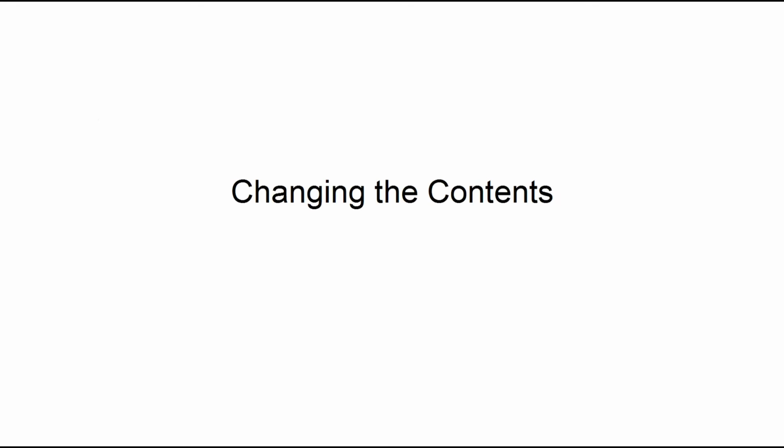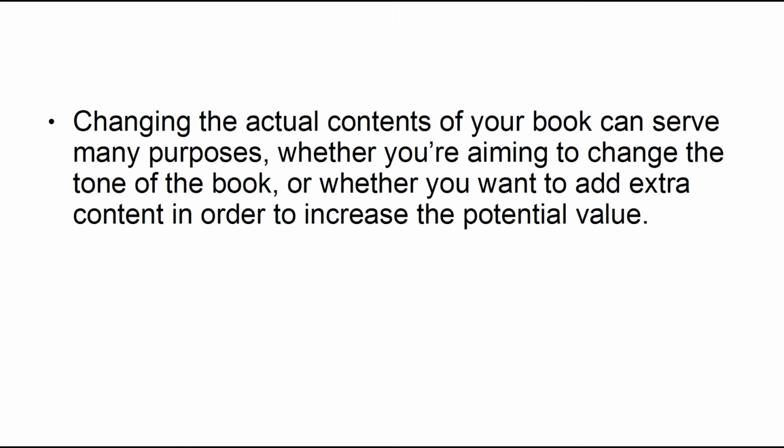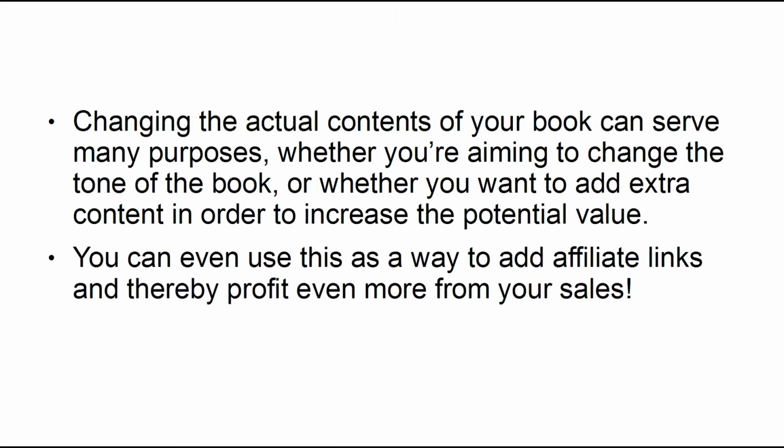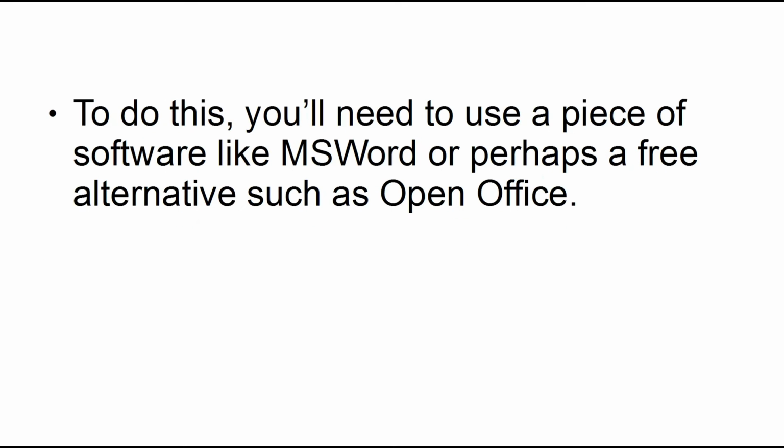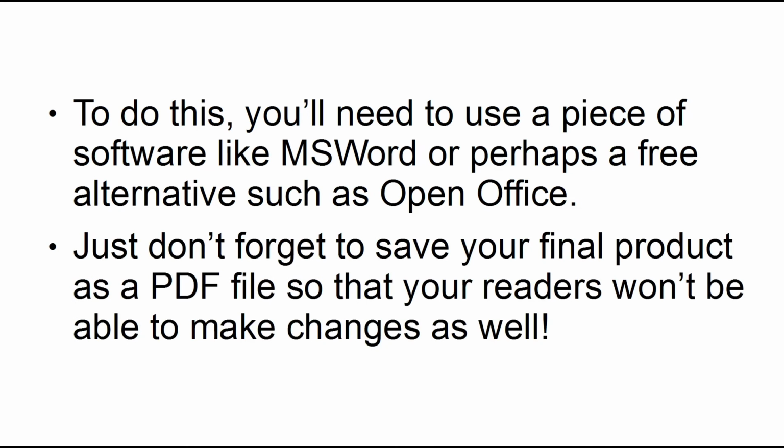Changing the contents. Changing the actual contents of your book can serve many purposes, whether you're aiming to change the tone of the book or whether you want to add extra content in order to increase the potential value. You can even use this as a way to add affiliate links and thereby profit even more from your sales. To do this, you'll need to use a piece of software like MS Word or perhaps a free alternative such as OpenOffice. Just don't forget to save your final product as a PDF file so that your readers won't be able to make changes as well.